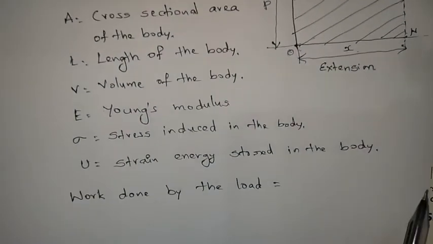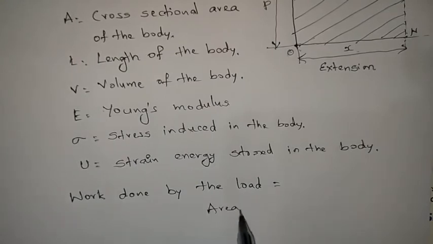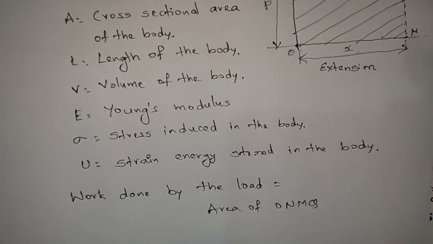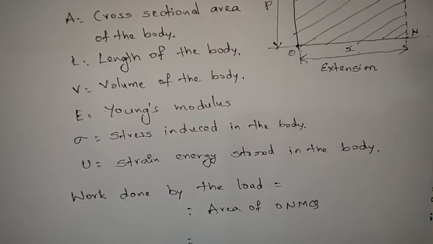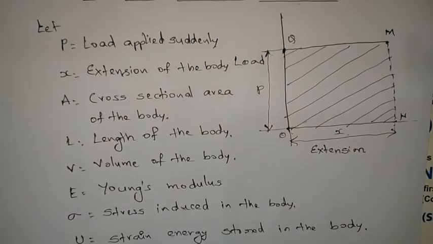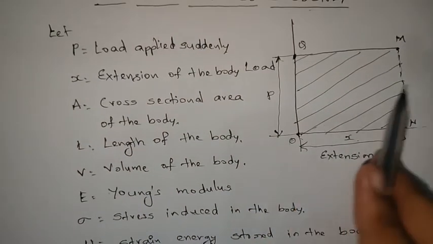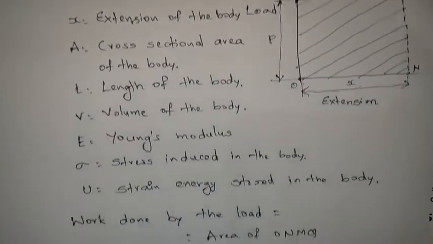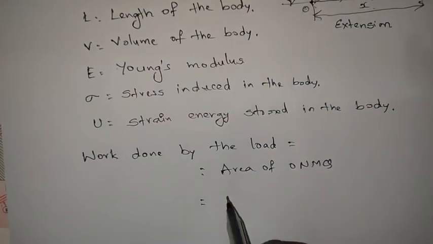Right. So write down area of ONMQ. What is the area of ONMQ? It is like a rectangle. What is the area of the rectangle? Length into width. The length value is x and the width value is P. So the area of ONMQ is x into P.